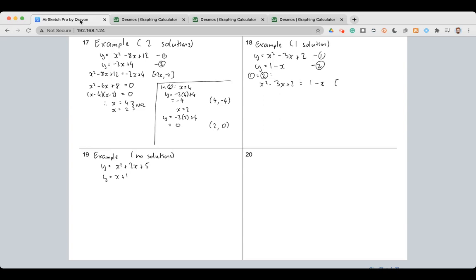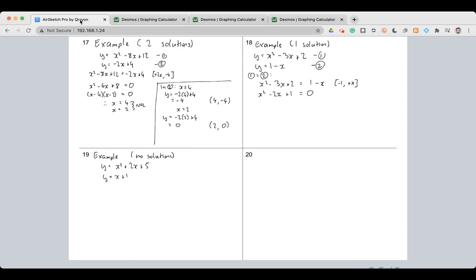My operations to get 0 on the right-hand side: I need to subtract 1, and I also need to add x. So that gives me x squared. I'm adding x, so minus 3x plus x is minus 2x, and 2 minus 1 is equal to 1, and that's equal to 0. And now I need to solve for x, so pause the video and have a go yourself.